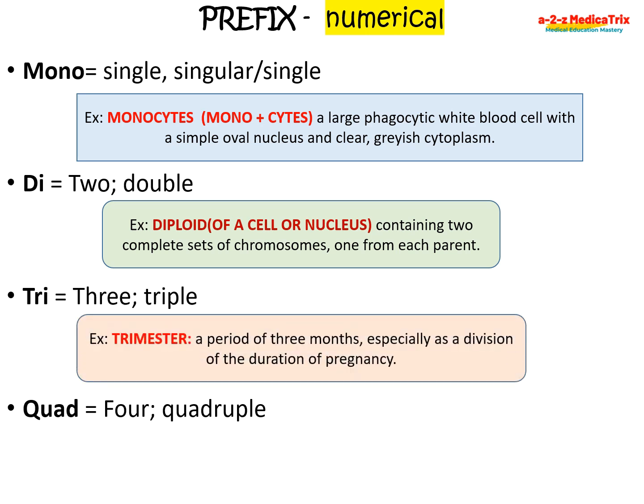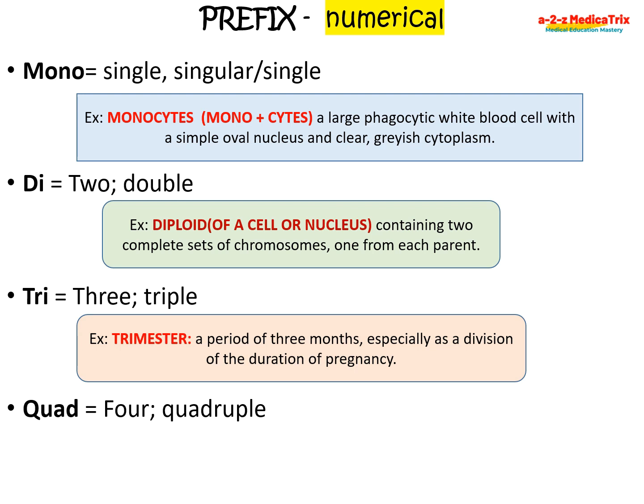Then tri. Tri means three or triple. We know a simple example, trimester. Trimester means a period of 3 months. Generally, we use this word for a pregnant woman. We divide the total pregnancy duration into three parts: first trimester, second trimester, and third trimester. Here, trimester indicates a period of 3 months.